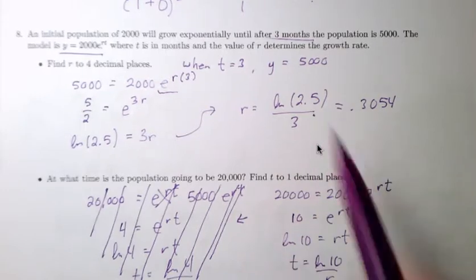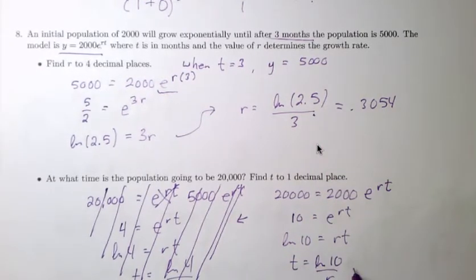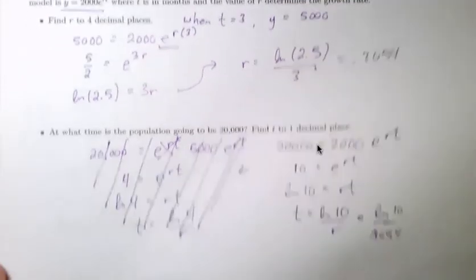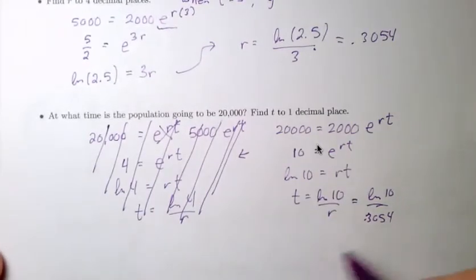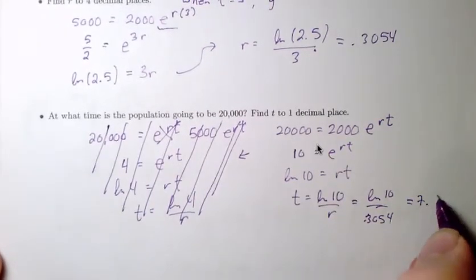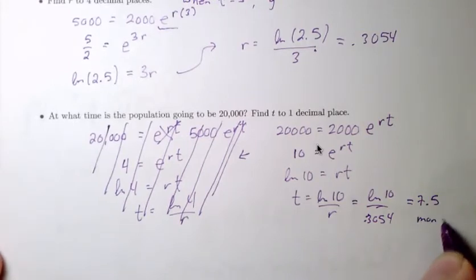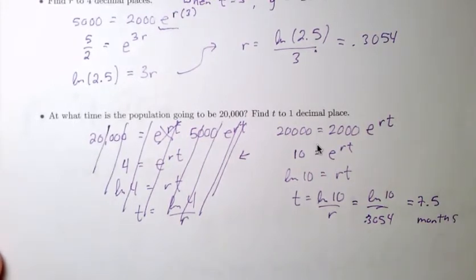And I can put in the exact value from above, or I can use the decimal approximation to r. Since I just need to know the value of t to 1 decimal place, that should be sufficient. So after about 7.5 months, the population will be at 20,000.